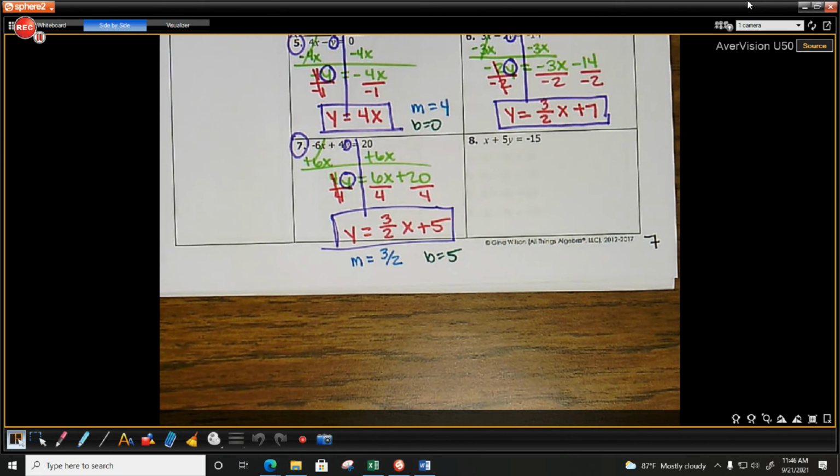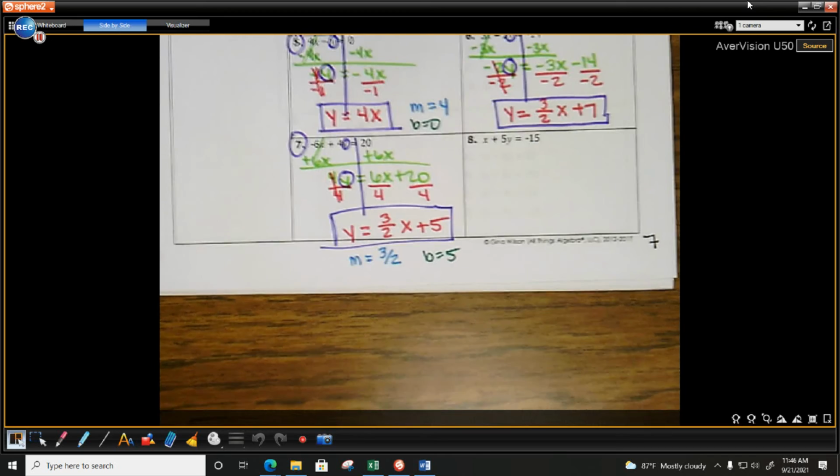Okay. Now, let's go to these given graphs, number 13.